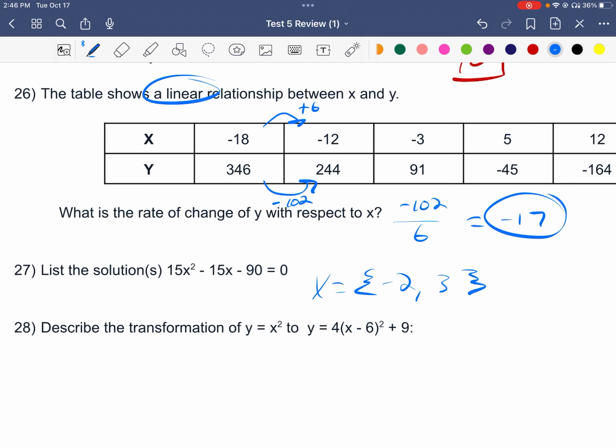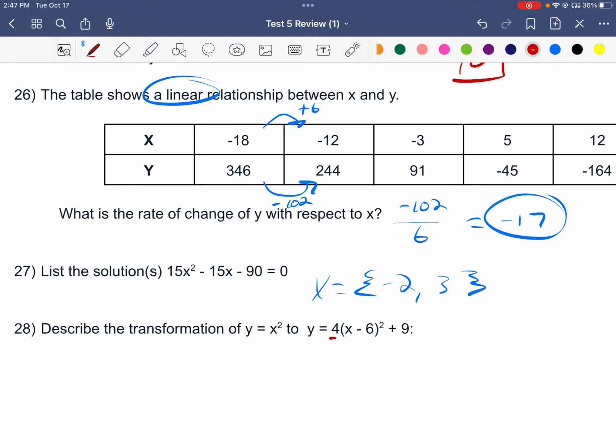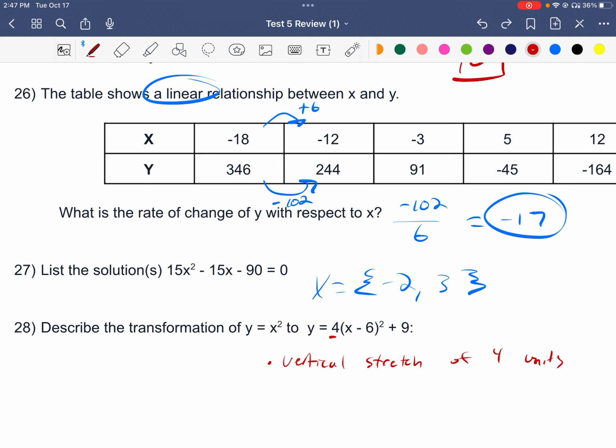Describe the transformation of x squared to that. If you wanted to, you could type it in Desmos and see how it's changed. I'm going to break it down, color-coded, one by one for you. So that 4 out front is a vertical stretch of 4 units. I'll use a different color. The -6 inside with that x moves it right 6. And the +9 out at the end moves it up 9.